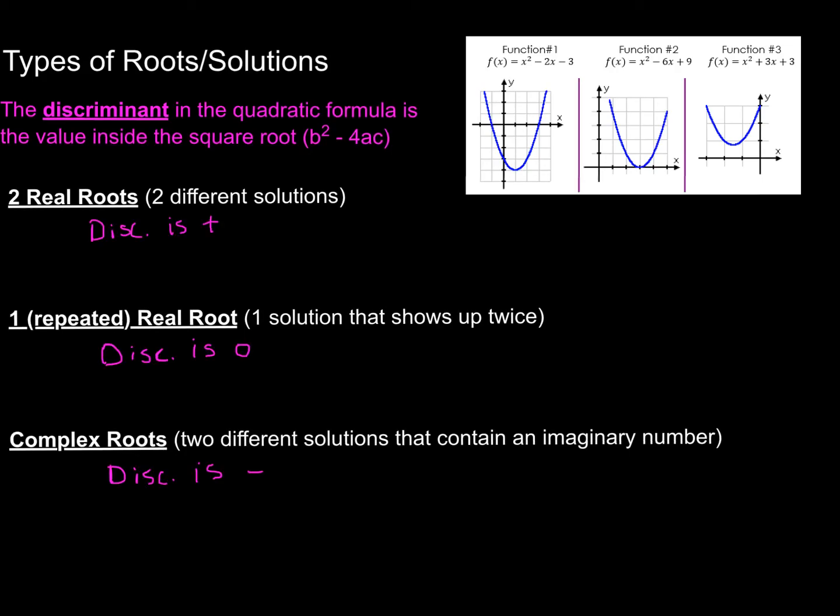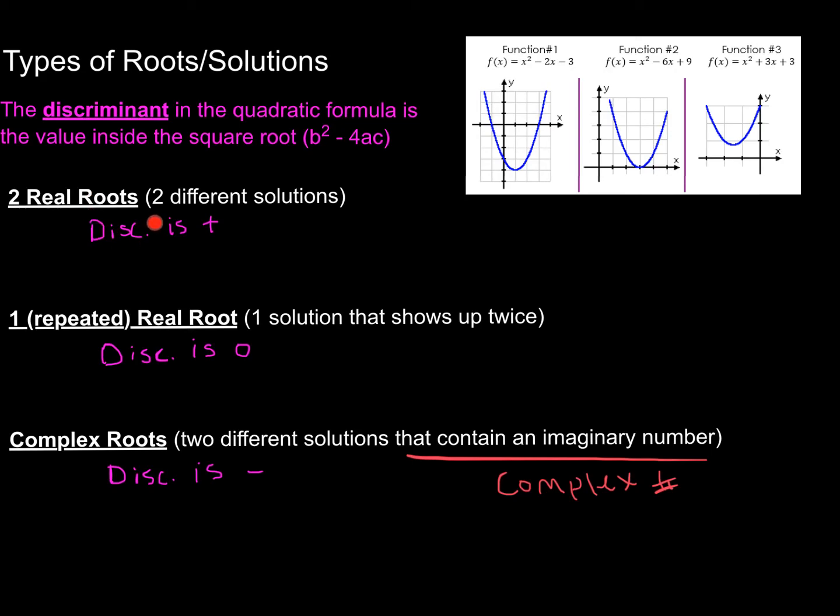Okay, so hopefully you realize that if the discriminant is positive, we'll have two different solutions, or two real roots. If the discriminant is 0, then we'll have one repeated real root, and real just means it's a real number that we are used to working with. And if the discriminant is negative, then it will have two different solutions that contain an imaginary number. Or, in other words, if it contains an imaginary number, that's what's called a complex number.